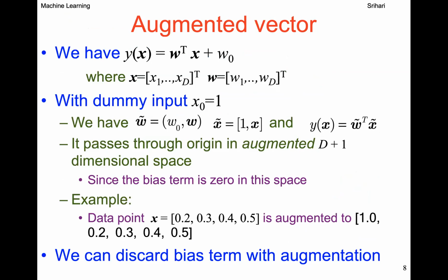We already came across this idea of an augmented vector that says if you have w transpose x plus w naught, by defining an augmented vector w tilde, which consists of w naught and w, we increase it from d dimensions and make it into d plus one dimensions, where we incorporate w naught as another weight. But your input feature vector, instead of x, is now x tilde, which has 1 comma x, which means one of the dimensions has a fixed value 1, which corresponds to w naught here. So we're going to have w naught times 1 is w naught. W times x is the other part. So now we can say y of x is equal to w tilde transpose x tilde. So there is no bias term here. That's illustrated over here, that if we had 0.2, 0.3, 0.4, 0.5, then it's augmented to 1.0, 0.2, 0.3, 0.4. So there's a 1 here. So this is called an augmented vector.